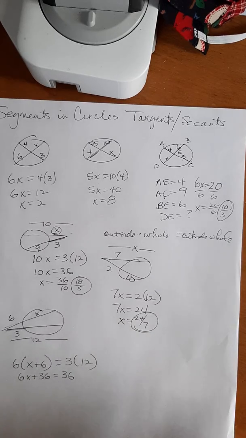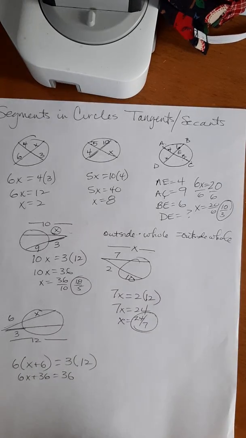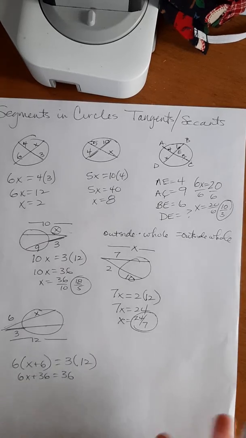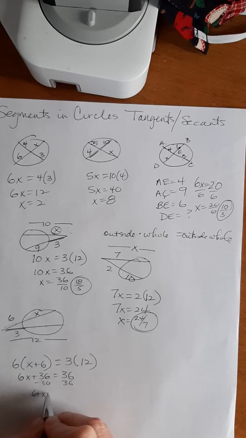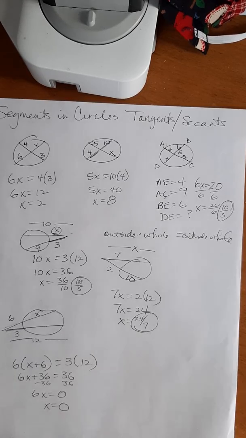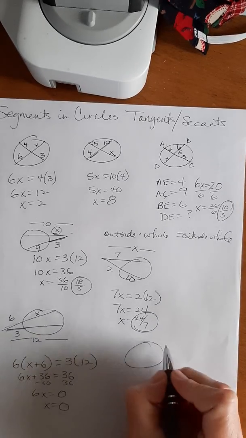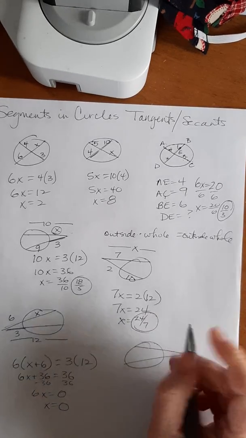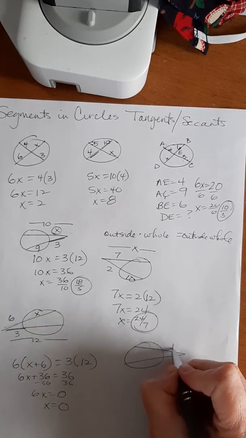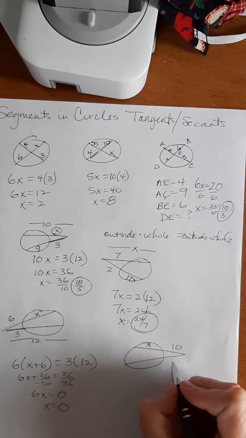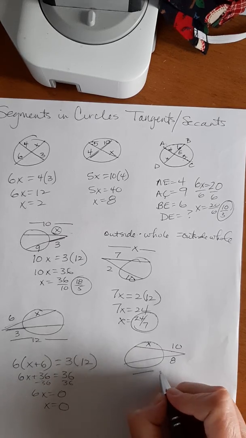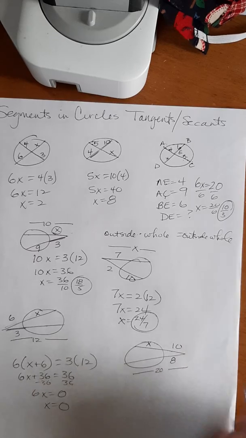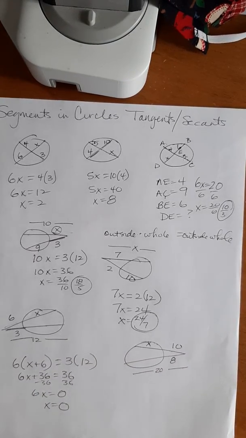Now I know this was a terrible example. I should have used something like 4. Hindsight I would have, but subtract 36. So 6x is 0. X is 0. So let me do another one for you. That's what I get for making it up on the fly. We'll say maybe 10, x, 8, 20. We'll go for that one.